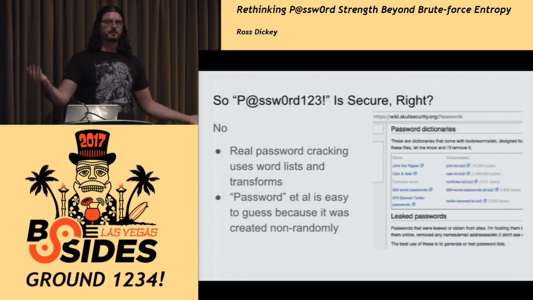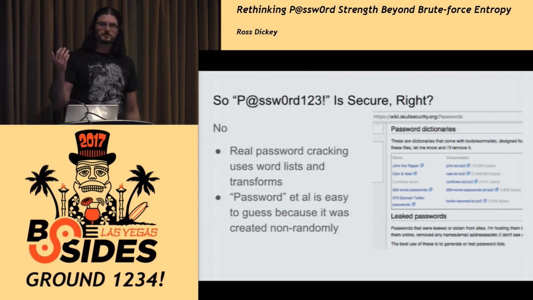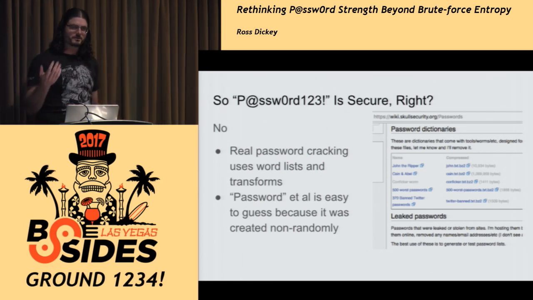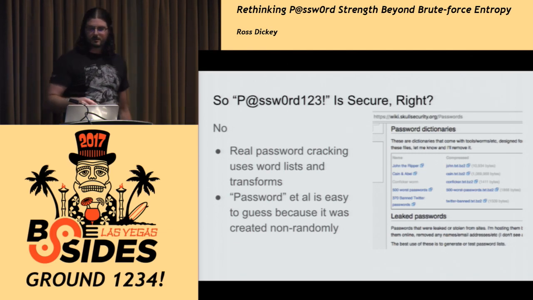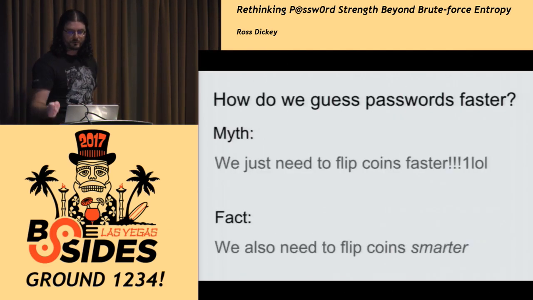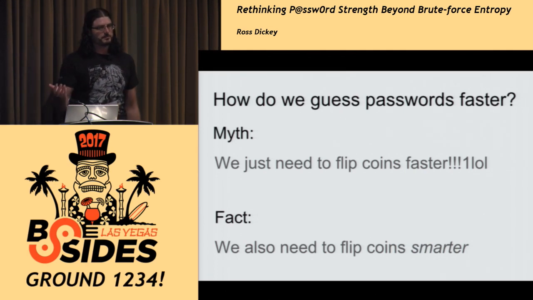But anyway, so password secure, right? No, because you don't actually try every possible combination of those characters, right? You pull a password from a list, try that, change it slightly, and then try that, and then change it slightly and try that. So that's how real password cracking is. So it's great to guess passwords faster, but you have to guess them smarter as well.